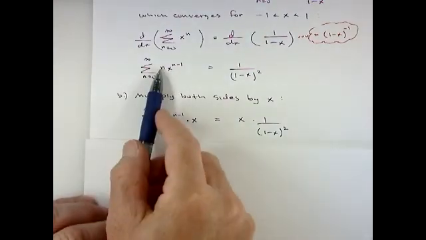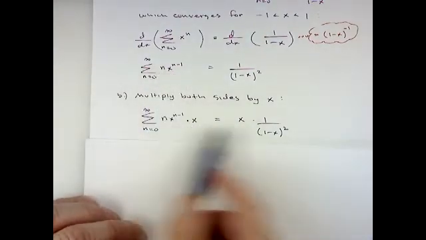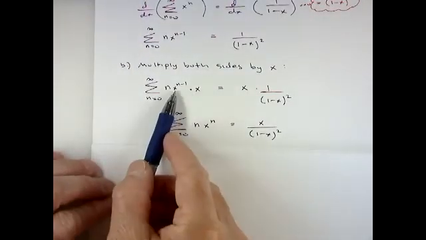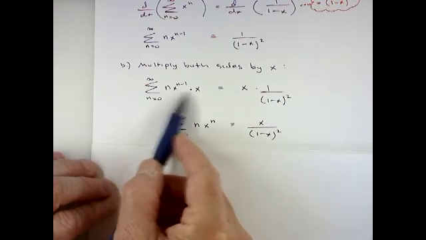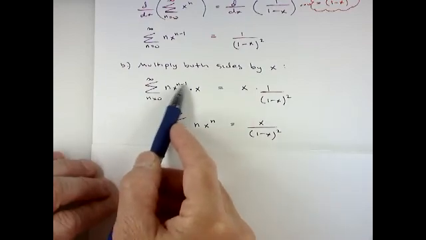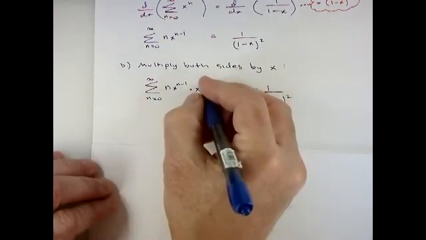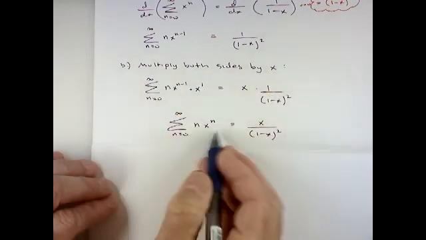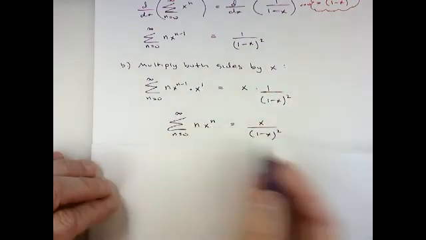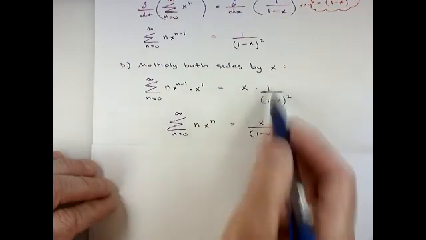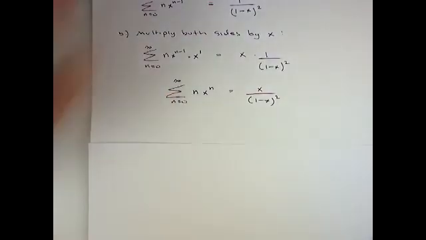Then we're going to multiply both sides by x. So if I multiply this one by x and this one by x, on the left side, when you multiply the series, x to the n minus 1 times x to the 1, you would add those powers, and that's just going to leave you with x to the n. And then I just brought the x over here. Okay. Next step.